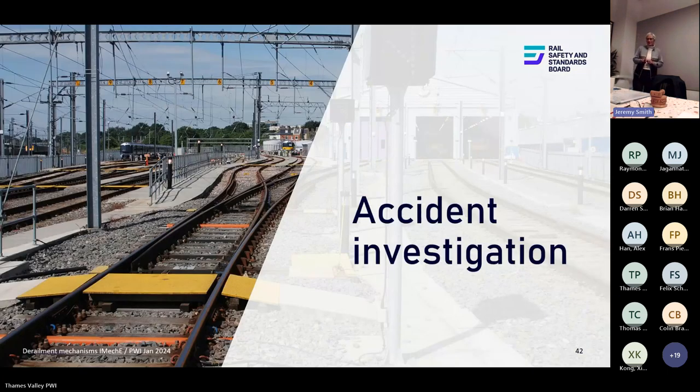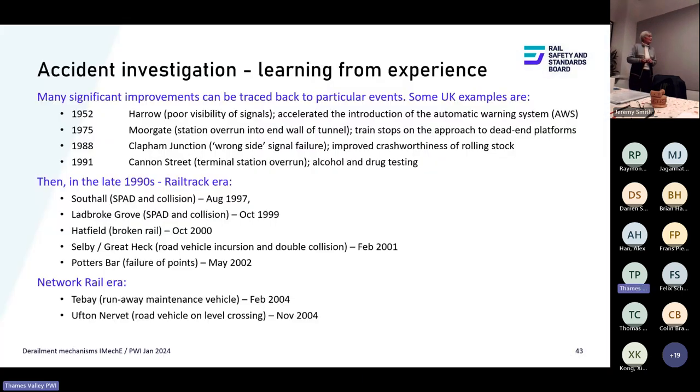So finally, a little bit about accident investigation. And this is what RAIB was set up to do. In earlier years, when I was working for British Rail Research, we used to do derailment investigations. So I have written off a lot of derailment reports over my years.